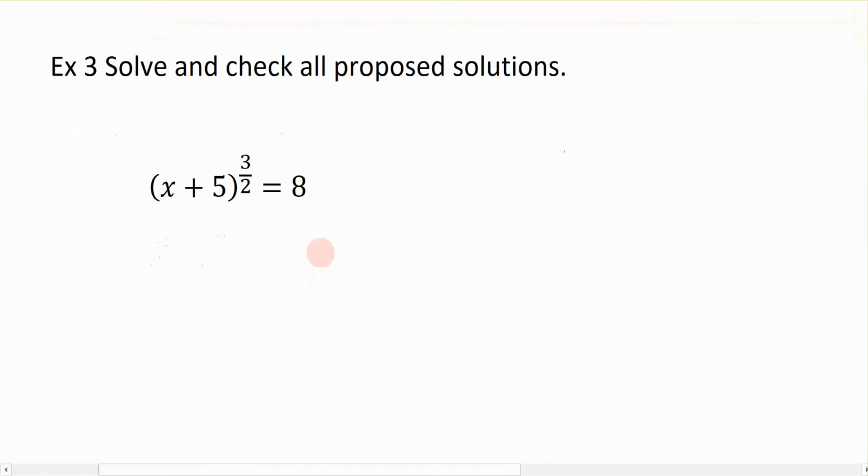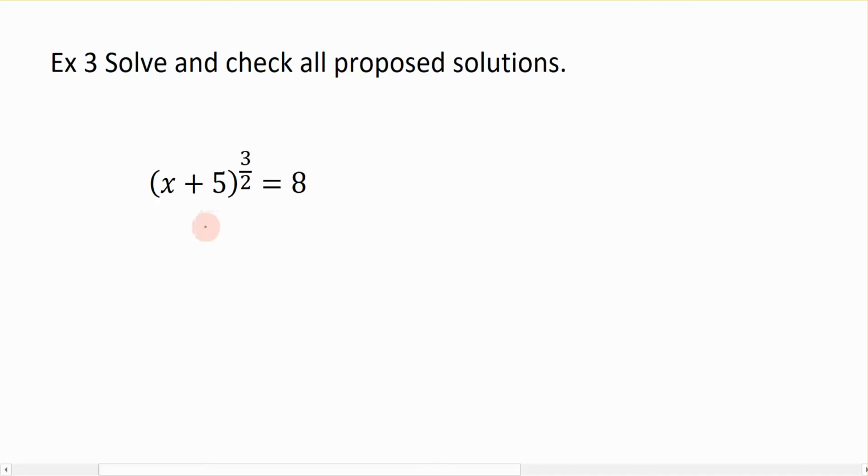Alright, so let's jump down here and see how to solve this equation: x plus 5 raised to the 3/2 is equal to 8. Let's first talk about how many proposed solutions I will have. We can determine that by looking at the numerator on my variable, and the numerator here is odd. Since the numerator is odd, we're going to have one proposed solution. So we know how many solutions to look for. Now where do we go from here?